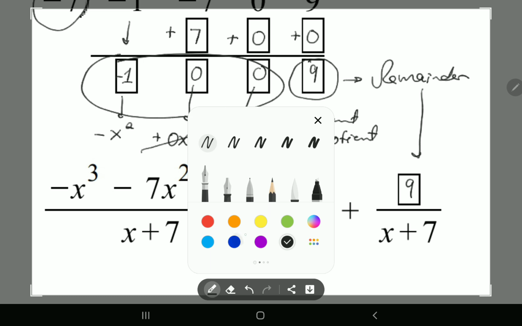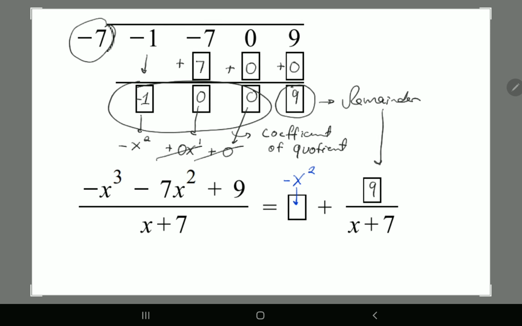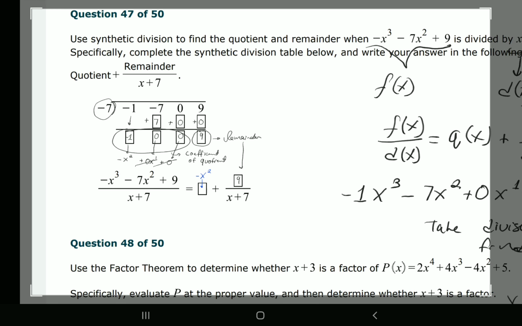Let's put it in a different color. Let's put it in blue. That doesn't work out too well. I'm just going to put it on top. But yep, that will go in there. So when I divide here, my answer will be my quotient, which is negative x squared, plus 0x to the first, plus 0, but the zeros cancel each other out, plus my remainder of 9 over my divisor, which is x plus 7.